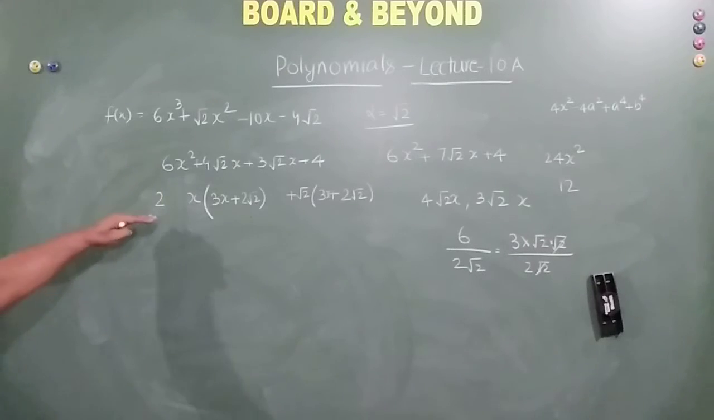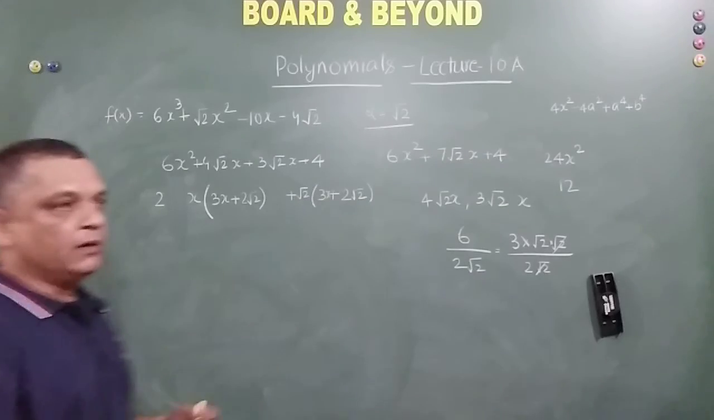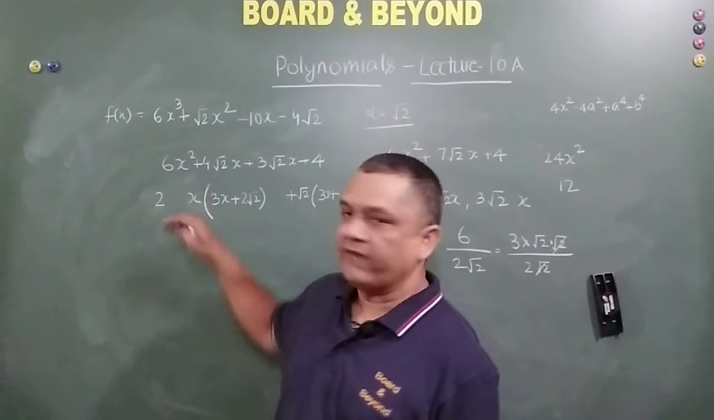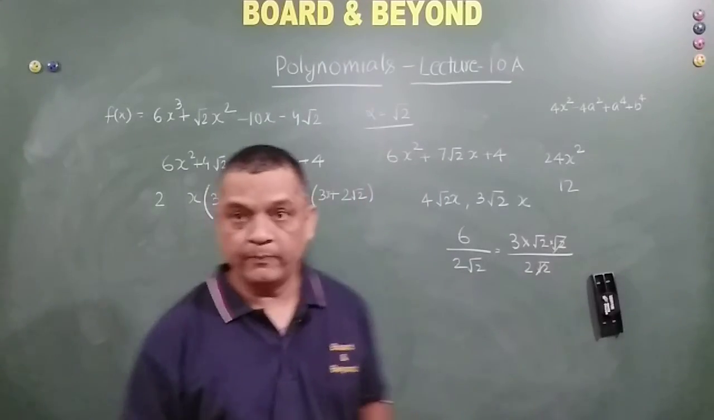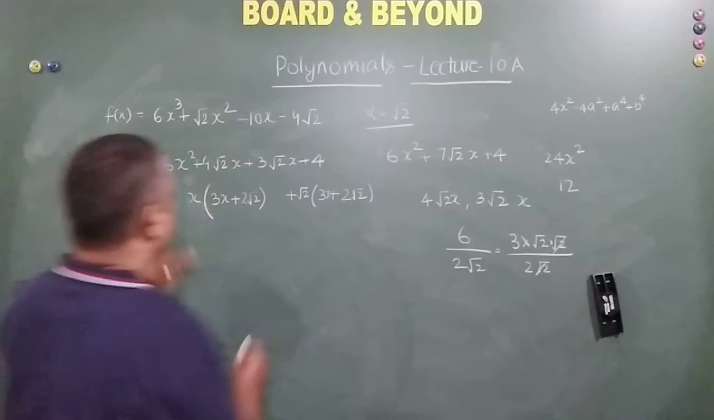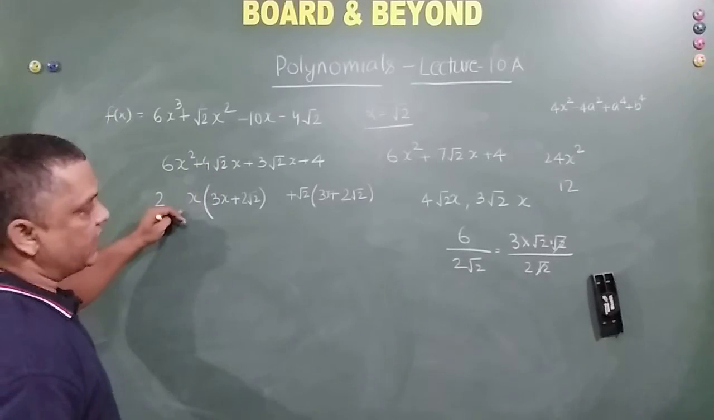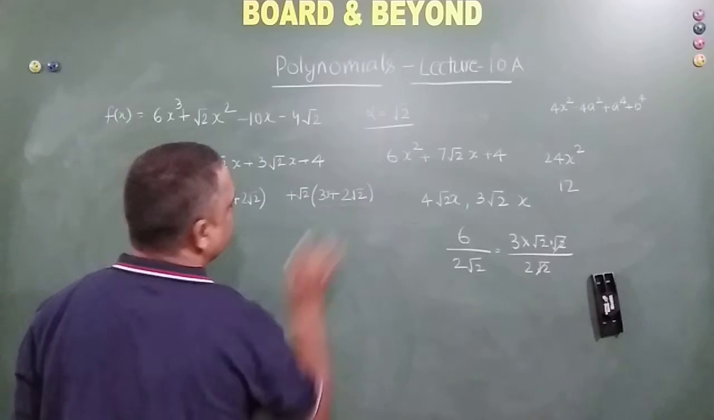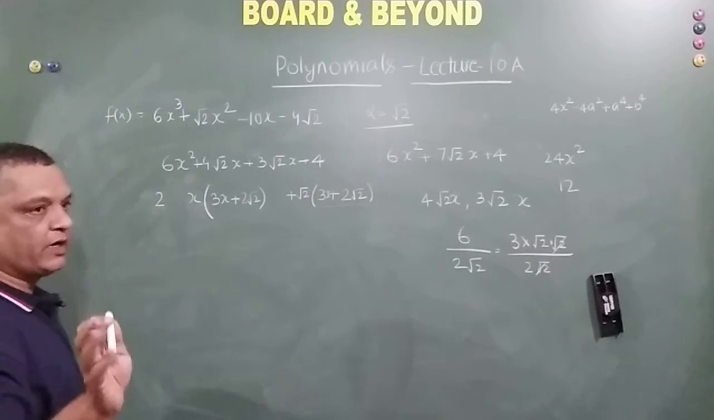Now you are able to understand this step, my friend. See, whatever maximum we can take out as a common factor is not always necessary to factorize. I can take root 2 also here as common, but I am not taking that because I will not be able to match the second term. To match the second term, I have just taken 2x common here.